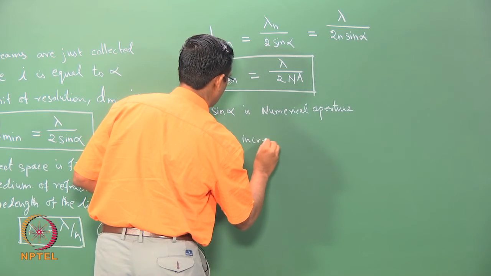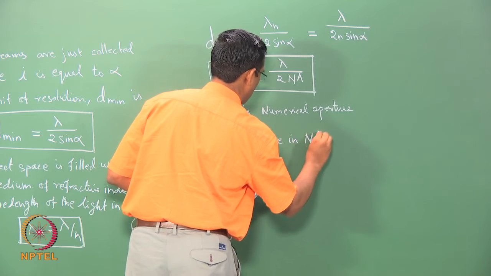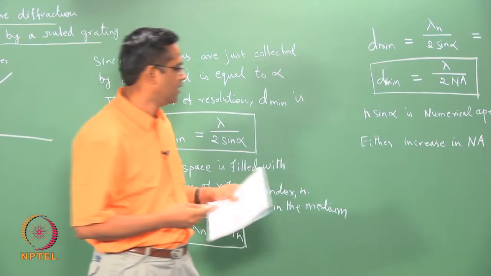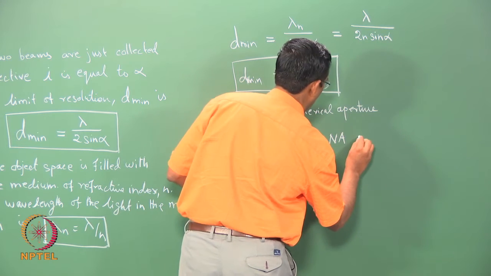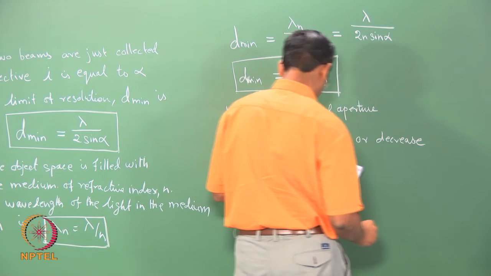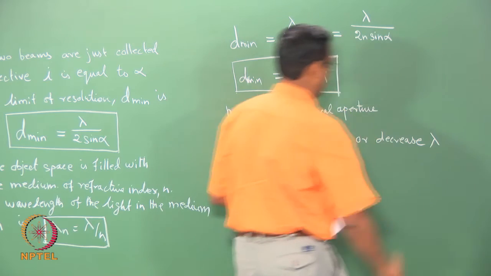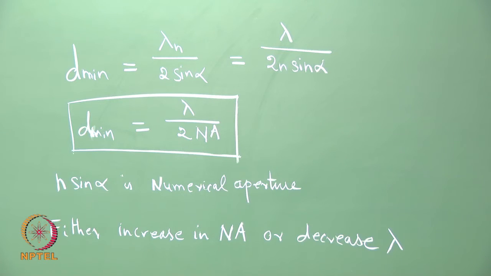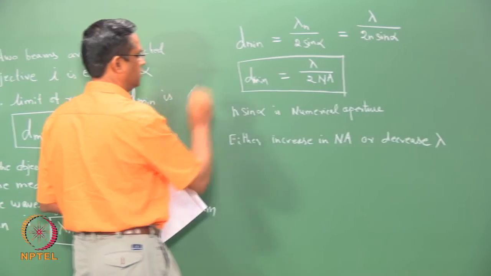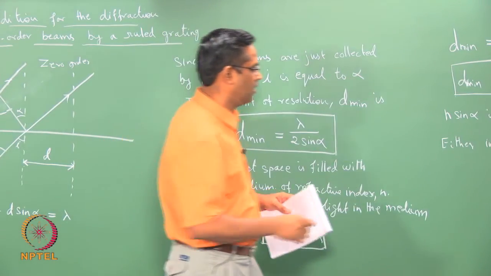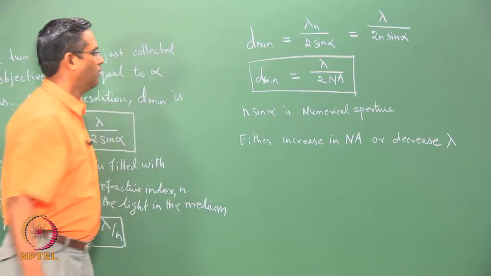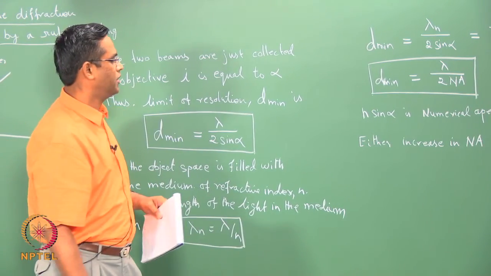Either an increase in numerical aperture, that means the light collection ability of the objective lens increases, or a decrease in lambda will produce the same effect on the resolution. So, you have to remember that is what this mathematical relationship explains: either an increase in numerical aperture or a decrease in lambda will influence the resolution power of the objective lens.